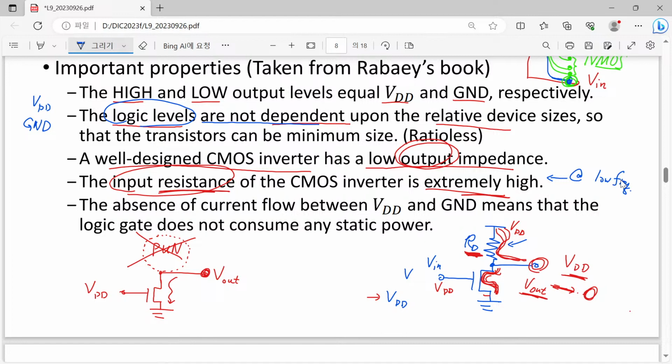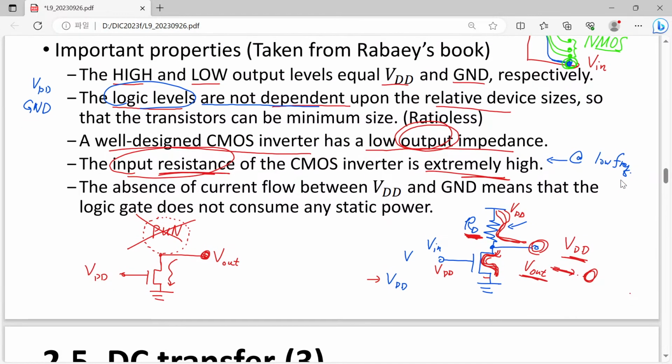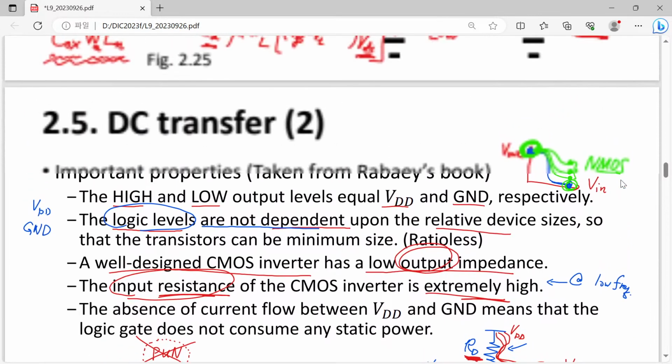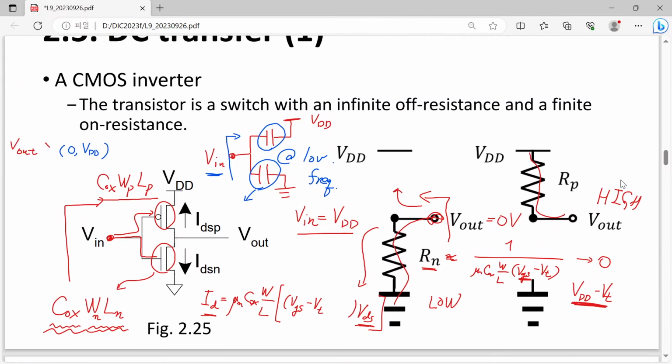If we go to high frequency, then what will happen? If we go to high frequency, then each of them, this capacitance and this capacitance, will give us a finite, much smaller value of impedance. Actually, it's an imaginary part, but that will contribute to the impedance.